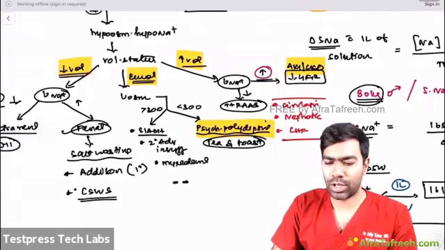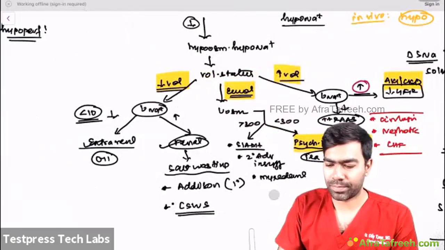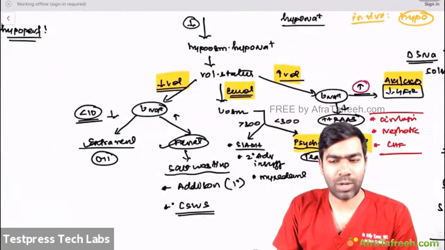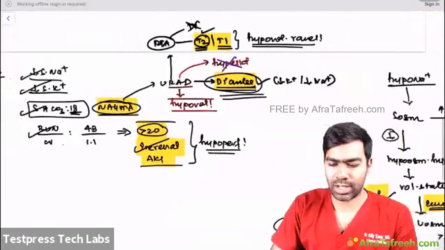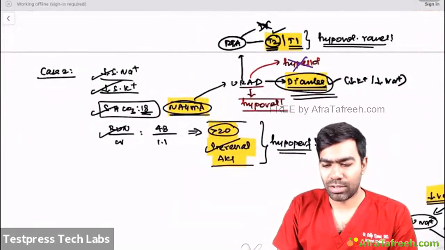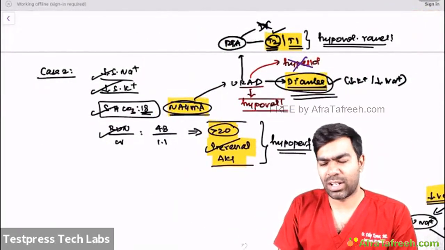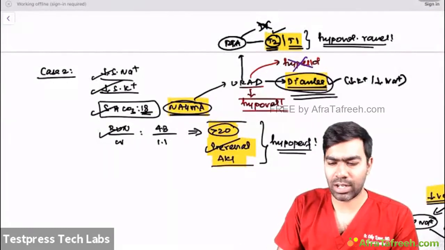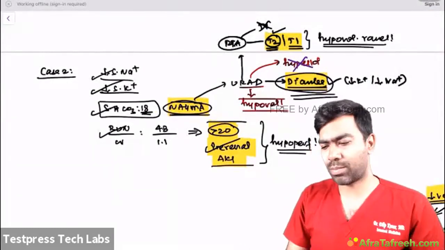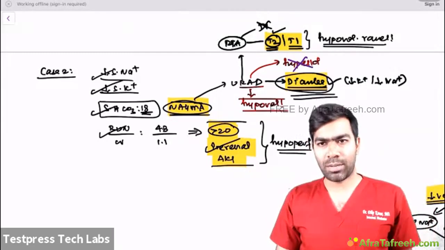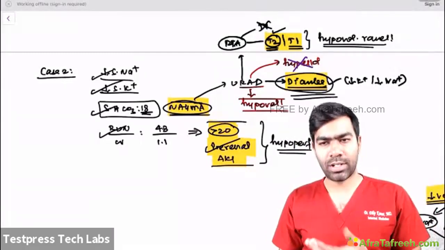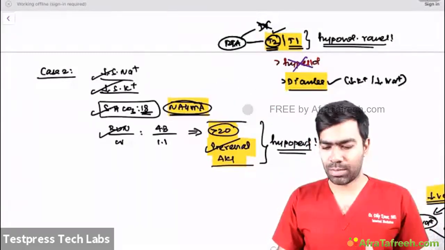So this is how you're going to approach a hyponatremia in the first place. This question can be approached in any form. Nevertheless, you can even approach it in the way I told you. You can approach it in the form of a hyponatremia table also, or in the form of the usual clinical expertise also. Whatever may be the case, you can explain.